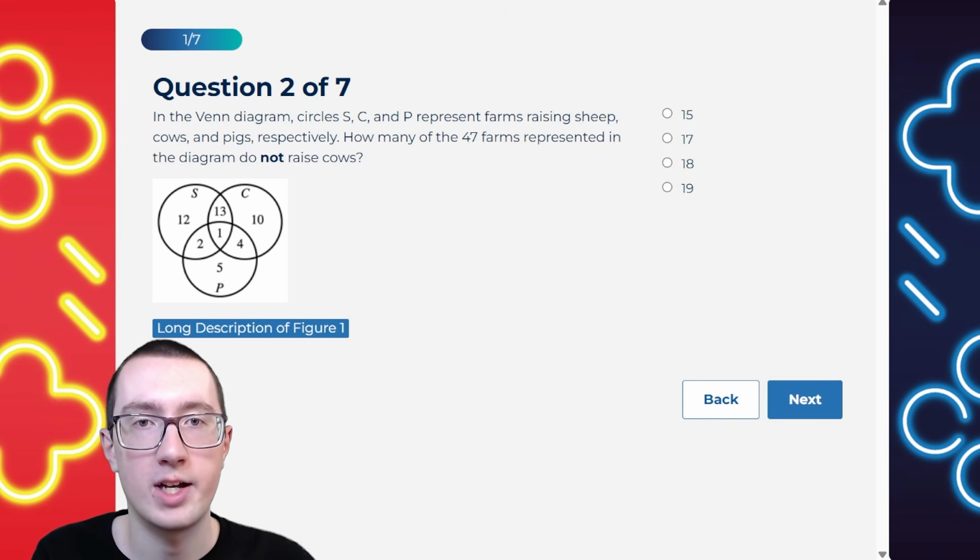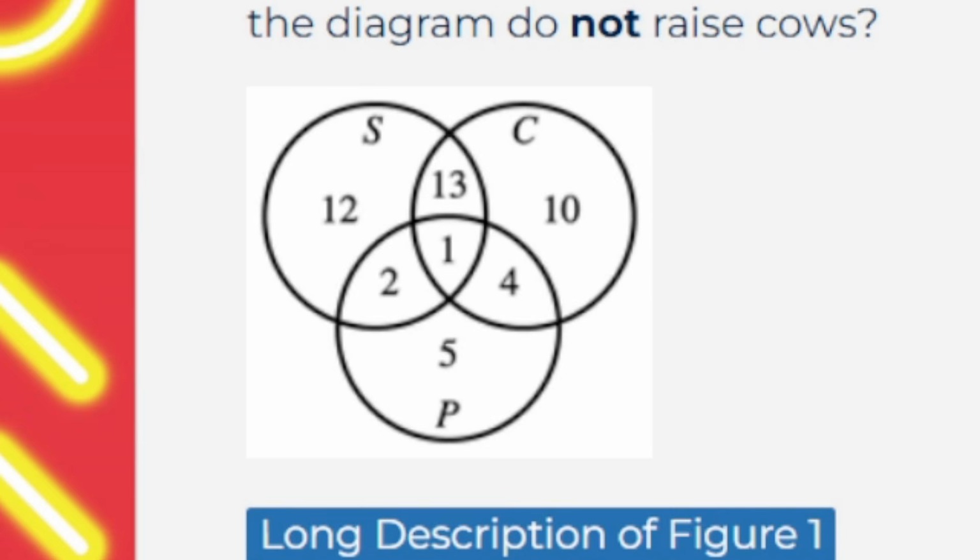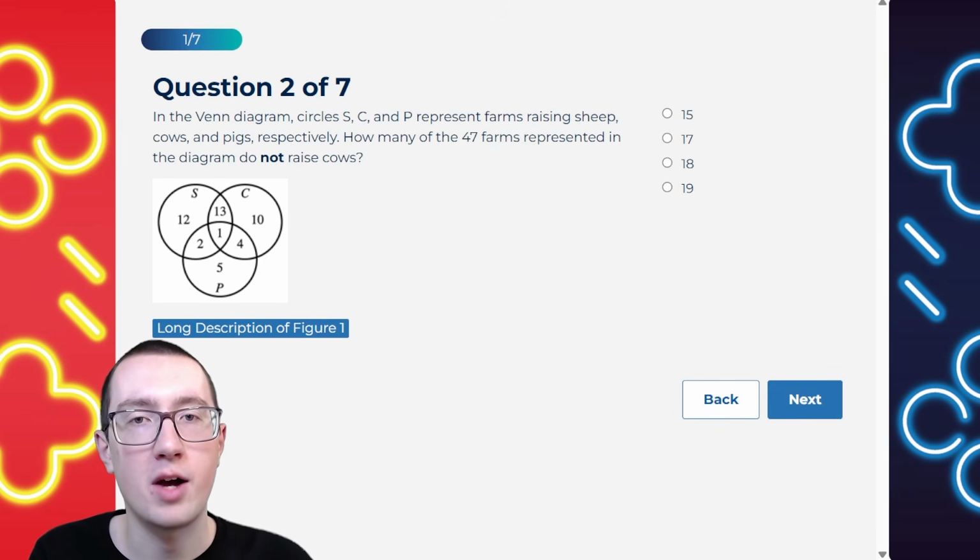Okay, so for this one, we have a Venn diagram. So we have S, C, and P, and those are basically just the 3 different animals that this farmer has, and we have to figure out how many farms represented do not raise cows.